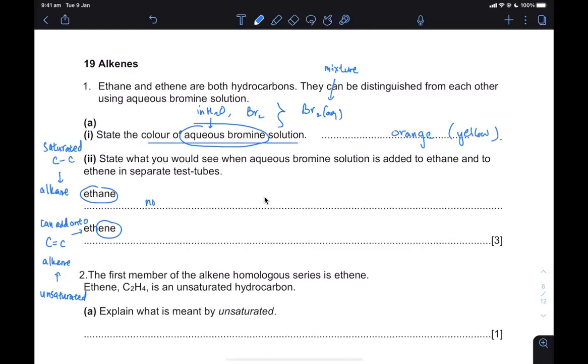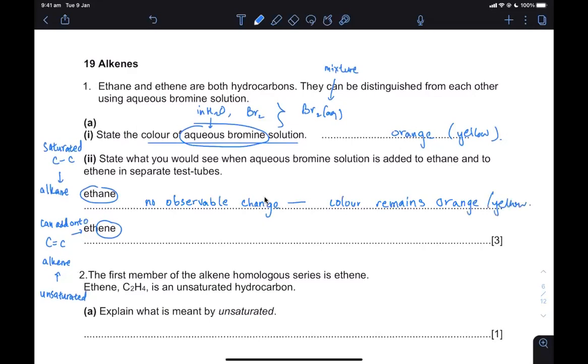So no observable change. If you don't see anything that you can observe, that means no observable change. So what color do you see? The color remains yellow or orange. Remains means it doesn't change. It's just the original color, orange or yellow.